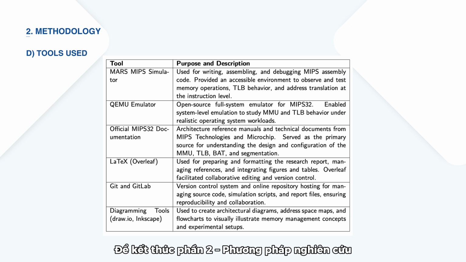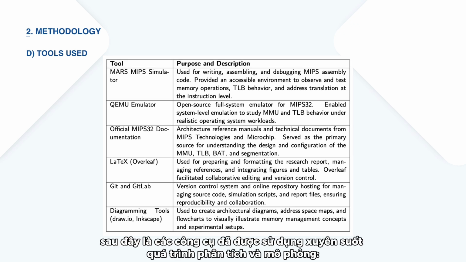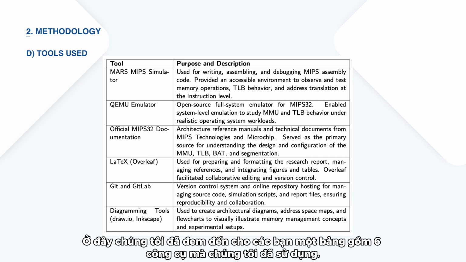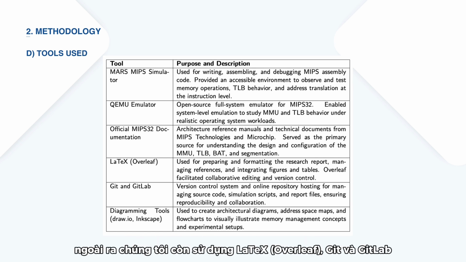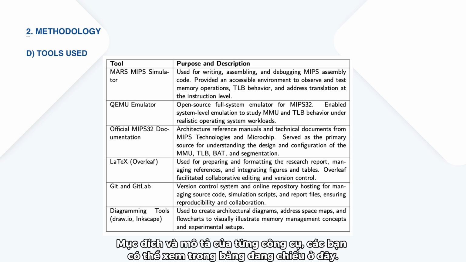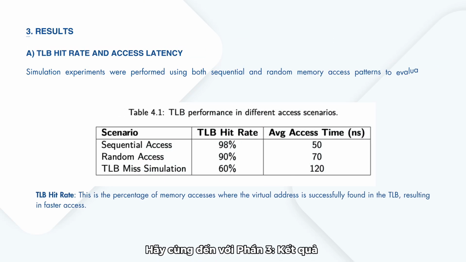To conclude Section 2, methodology, we now present the tools used throughout our analysis and simulations. Here, we have shown you a table with 6 tools we have used. We have the MARS MIPS simulator, QEMU emulator, official MIPS32 documentation. Also, we have LaTeX, Overleaf, Git and GitLab, diagramming tools, Conclude.io, and Inkscape. The purpose and description you can see in this table. So let's move on to Section 3, results.